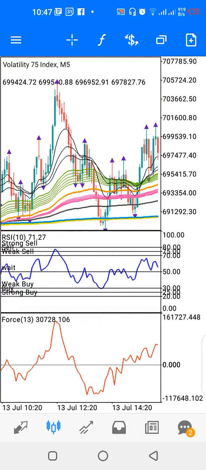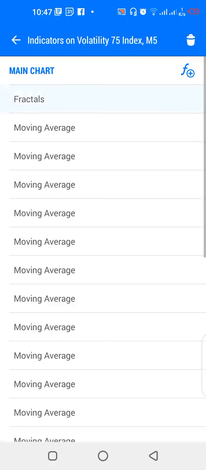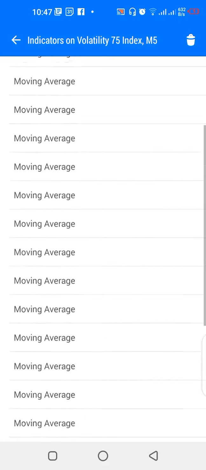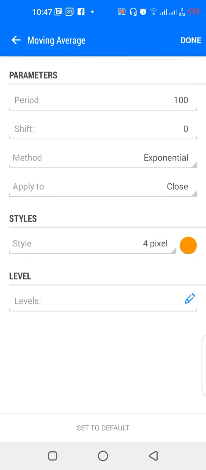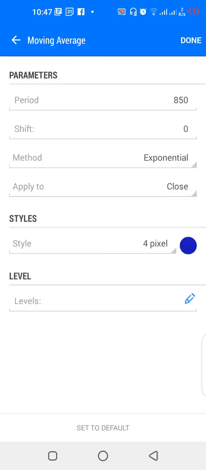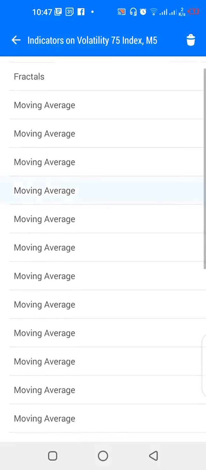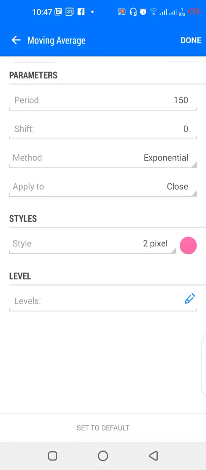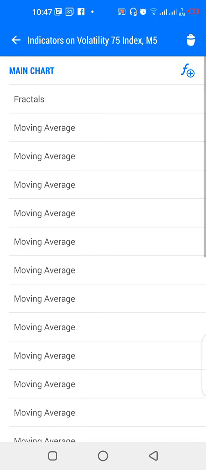So let's look at the parameters for all the lines. We have fractals, a purple color. Now we have so many moving averages on the main chart. The first moving average is 100 EMA, color is orange. The second moving average is 850 EMA, color is blue. The third is 240 EMA, color is black. The fourth is 150 EMA, color is pink.